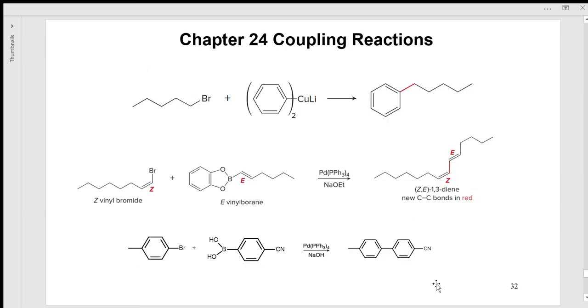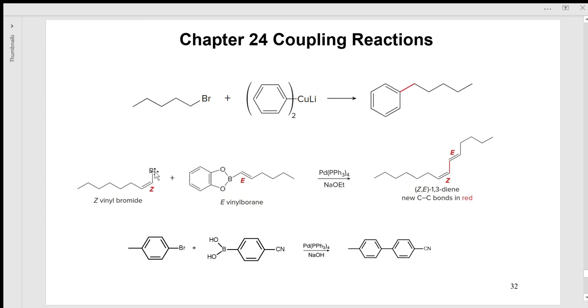All right, then we learned two coupling reactions. The first one is the coupling reaction of an alkyl halide with a cuprate reagent. Basically, the organic part of the cuprate reagent is linked with the alkyl part of the alkyl halide. This is one of the coupling reactions we learned in chapter 24. The second reaction, I consider one of the top five organic reactions. We call them Suzuki reactions.